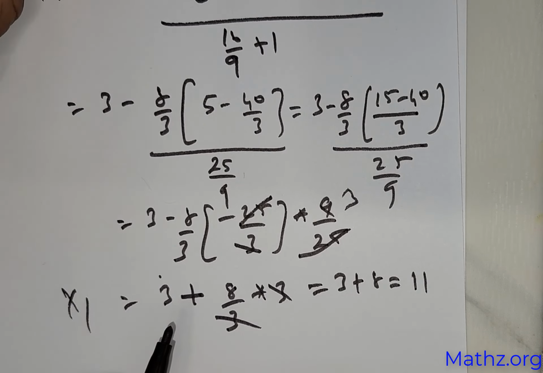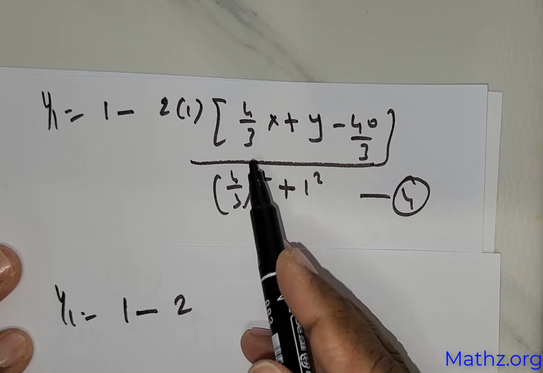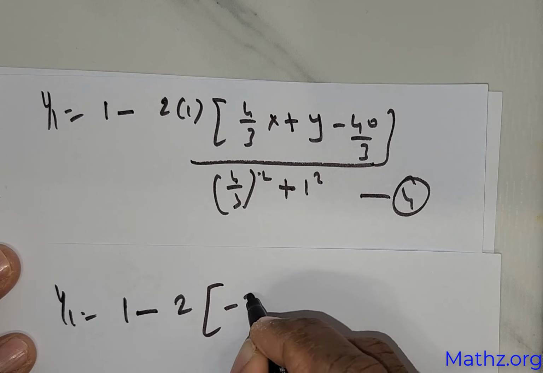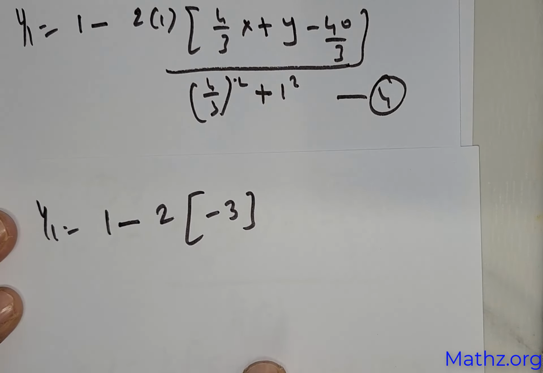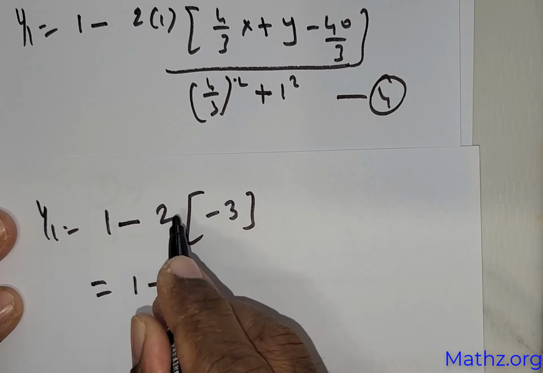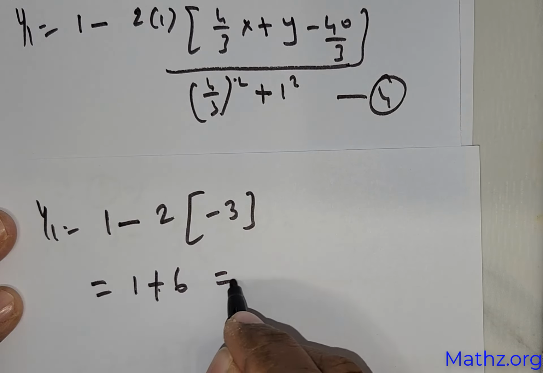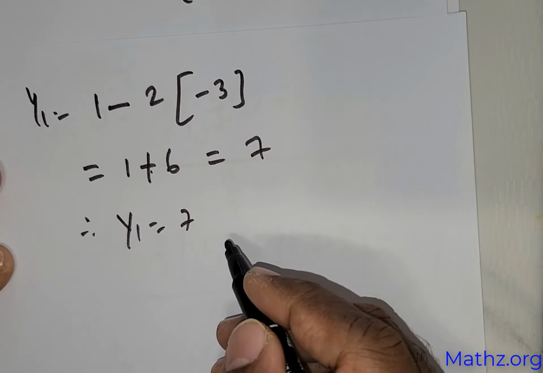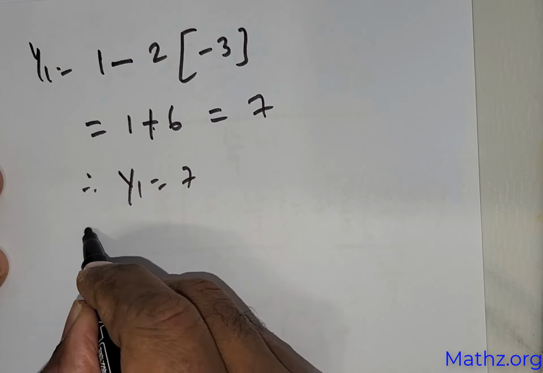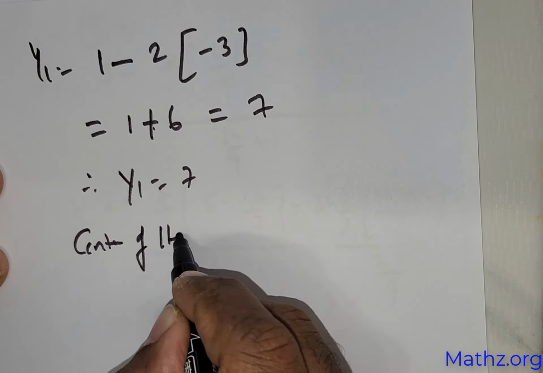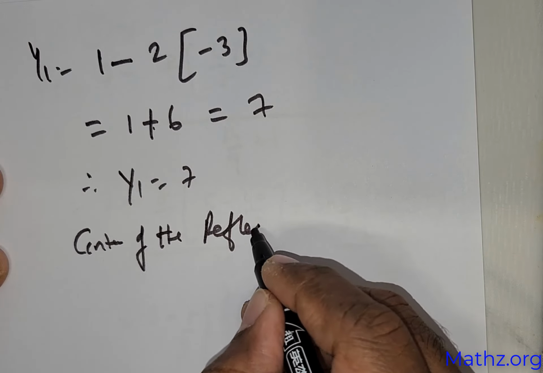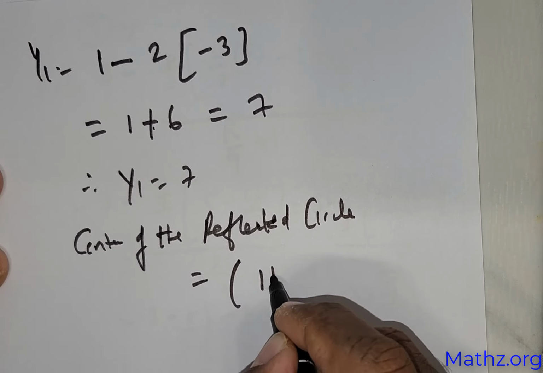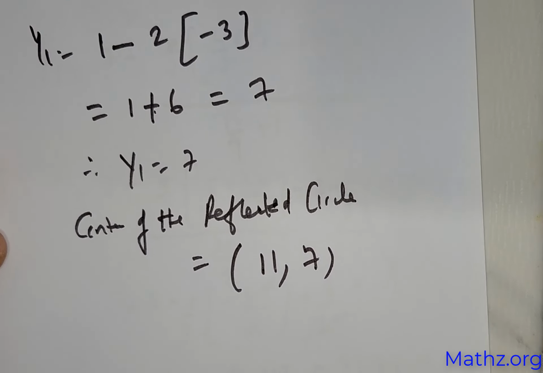Now for the next component, it's going to be 1 minus 2. I have already evaluated this, and I've shown you the evaluation. I've got negative 3 there. So this is equal to 1, 3 times 2 is 6, negative negative is positive, so that's going to be 7. Therefore y1 is equal to 7. Now what did we do here? We found the center of the reflected circle. That is (11, 7).